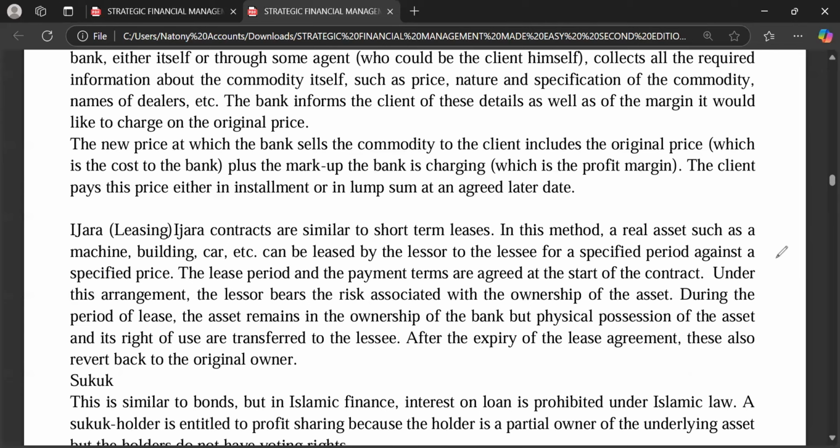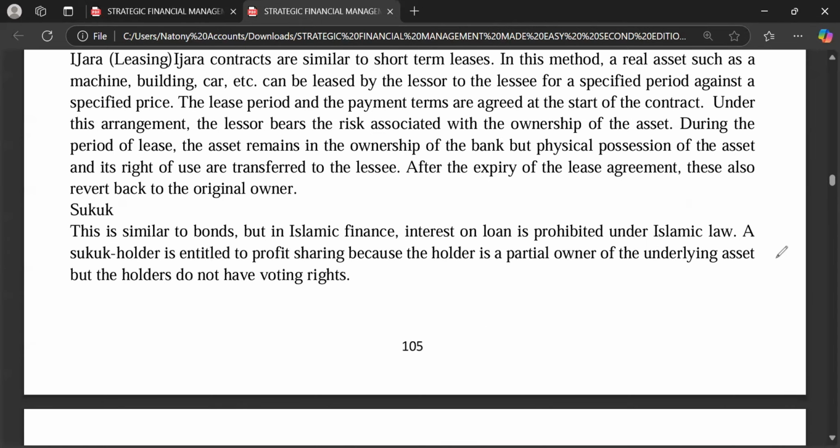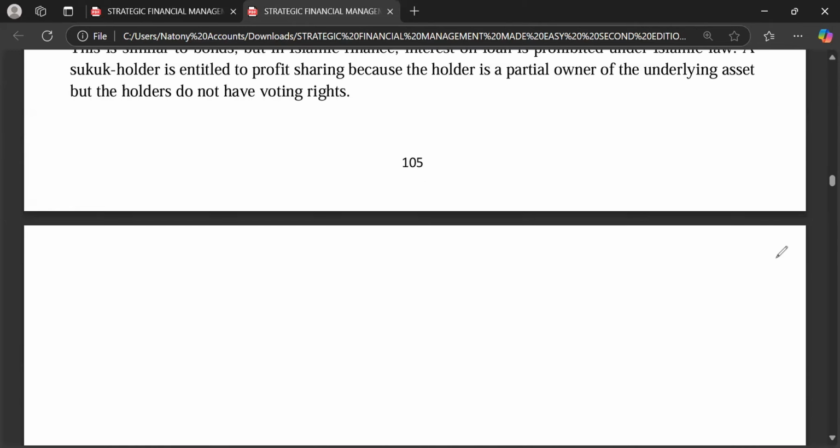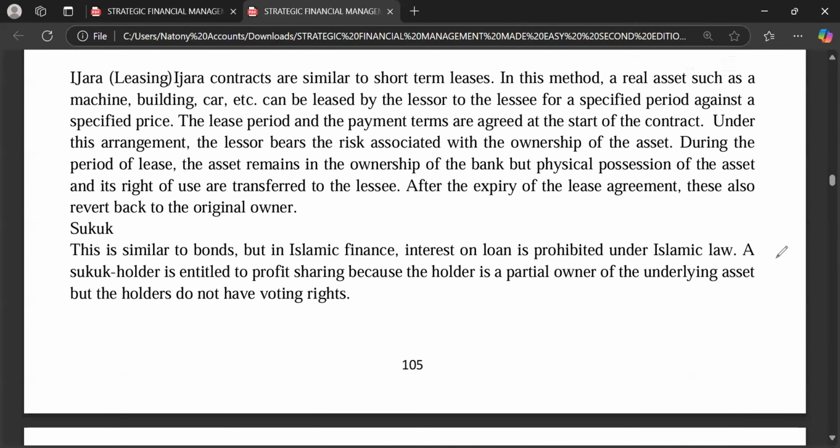So finally, we have the sukuk, which is similar to a bond. But under these arrangements, the Islamic bank does not collect interest, but instead it is profit sharing. The bondholders share in the profits of the company, because in Islamic finance, interest is seen as a taboo. So there's nothing like interest on borrowing. So that is the Islamic finance.